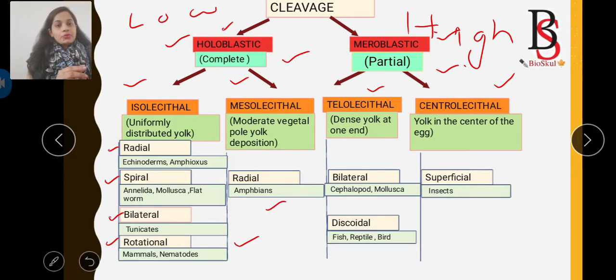Telolecithal eggs are divided into two types, bilateral and discoidal, based on the pattern of cell division. Bilateral meroblastic cleavage is seen in cephalopod mollusks, whereas fish, reptiles and birds show discoidal meroblastic cleavage. Based on cell division, the centrolecithal egg has only one pattern, that is superficial cleavage, and that is found in insects. So insects have superficial meroblastic cleavage.